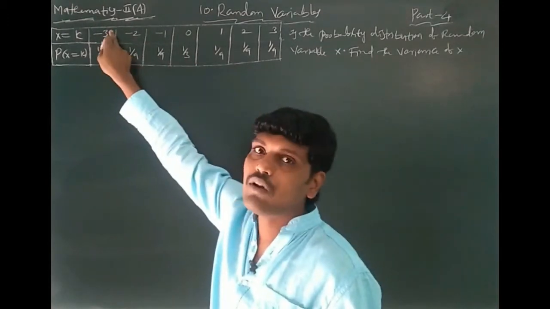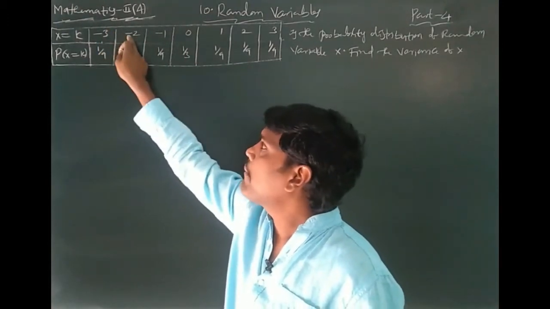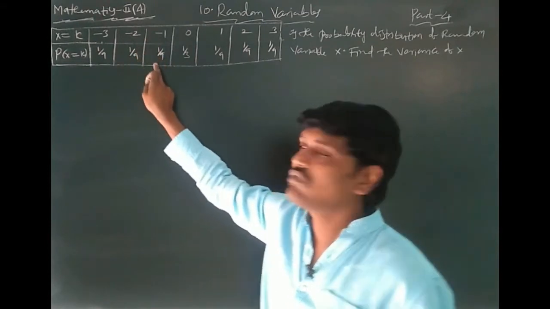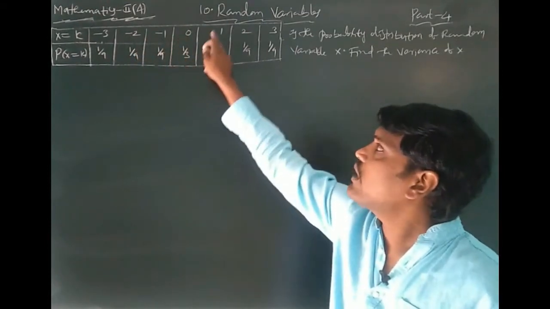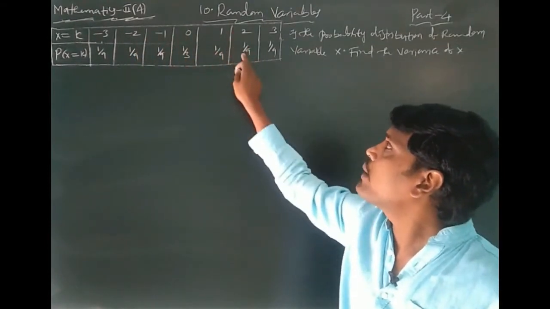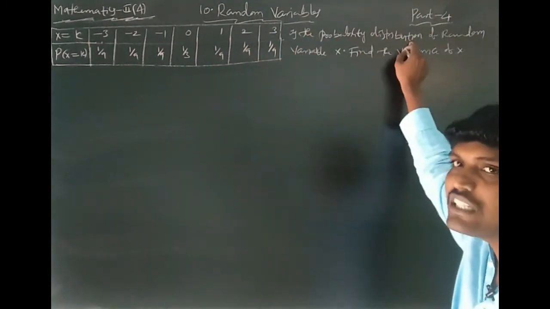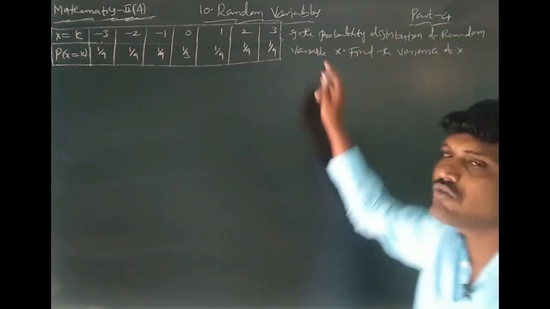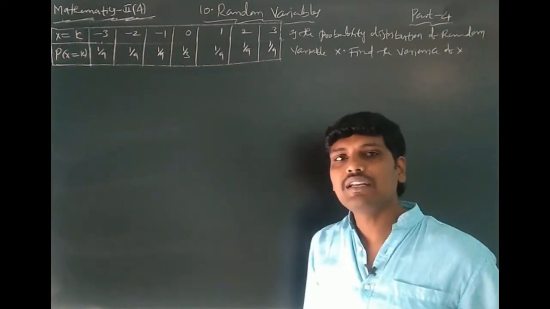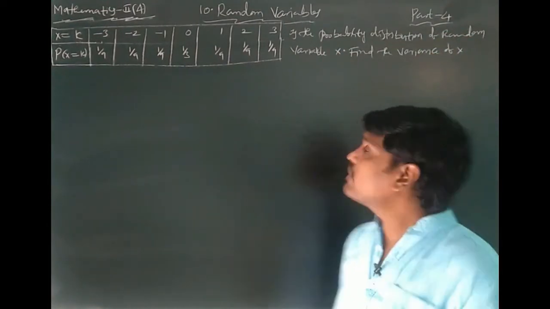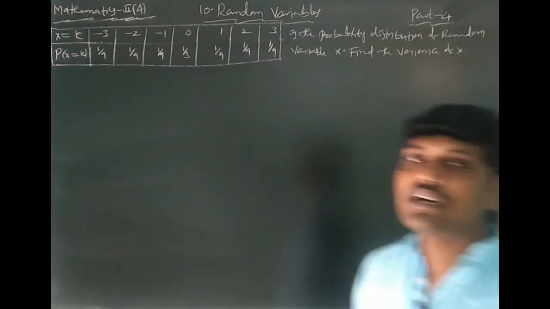Minus 3, if k equals minus 3, probability is 1 by 9; minus 2, 1 by 9; minus 1, 1 by 9; 0, 1 by 3; 1, 1 by 9; 2, 1 by 9; 3, 1 by 9. Is this the probability distribution of random variable x? Then find the variance of x.